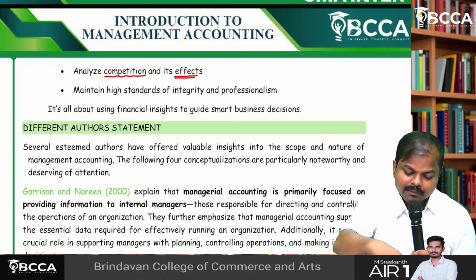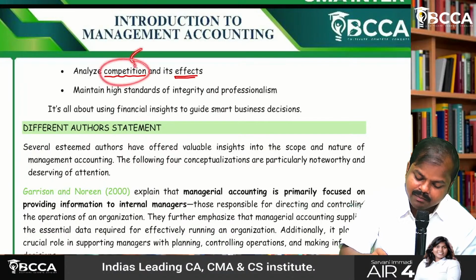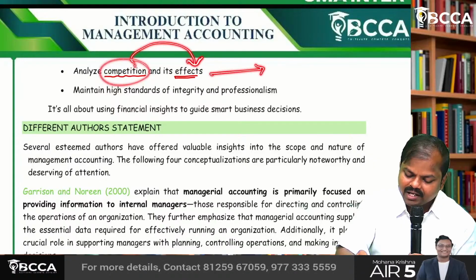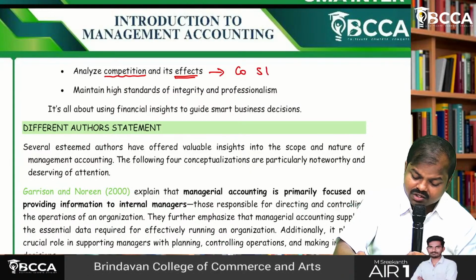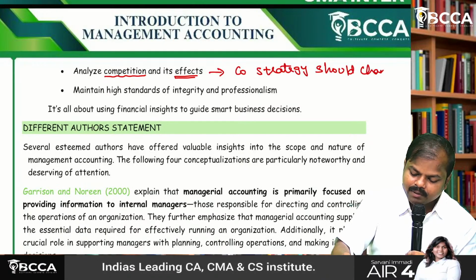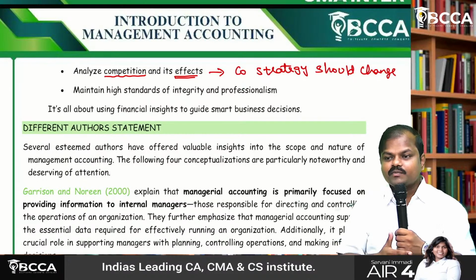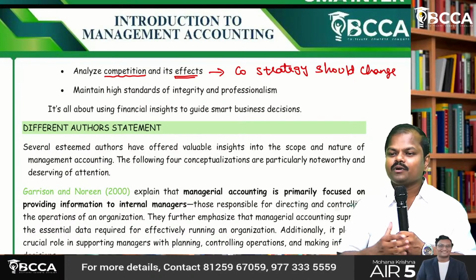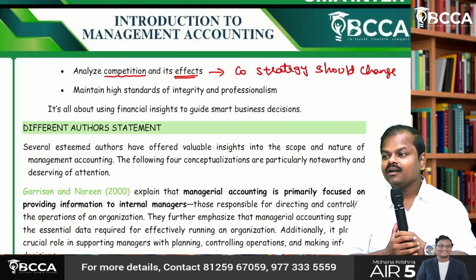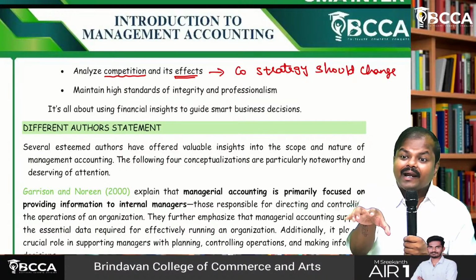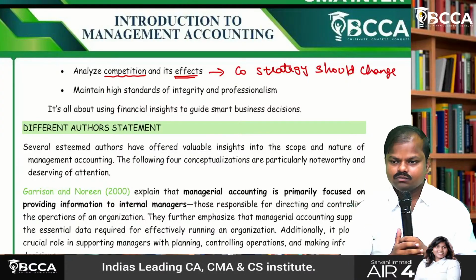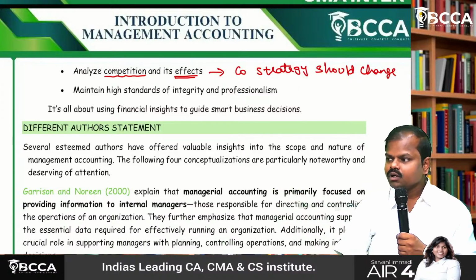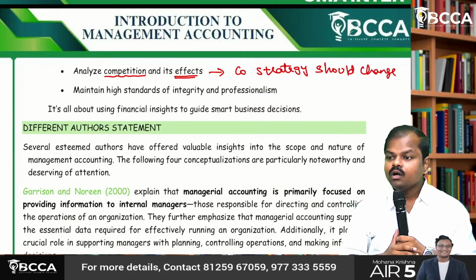Correct? So it means based on the competition effect, our company strategy should change. Example, Pepsodent versus Close Up. Pepsodent gave 12 hours, Close Up gave it like that. Correct? Based on the competition level, to attract new category people, they introduced Colgate Charcoal and Colgate Active Salt to attract new customers. Active Salt, Charcoal, Colgate Max Fresh.